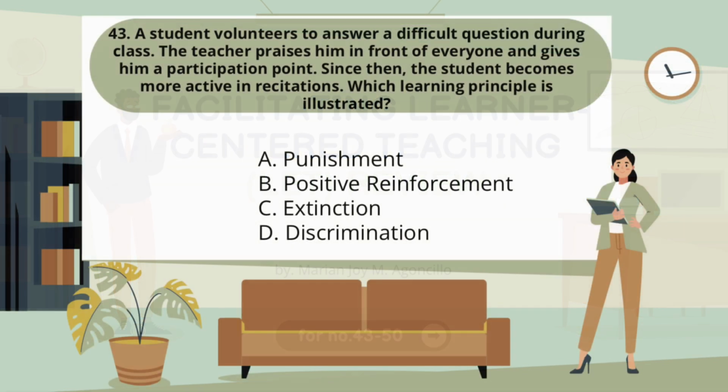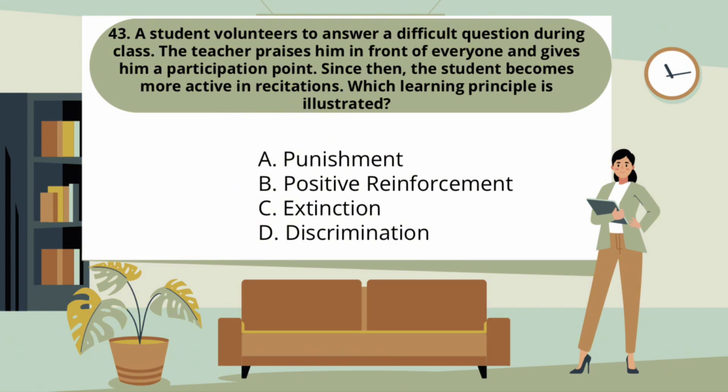So here is the situation. A student volunteers to answer a difficult question during class. The teacher praises him in front of everyone and gives him a participation point. Since then, the student becomes more active in recitations. Which learning principle is illustrated?